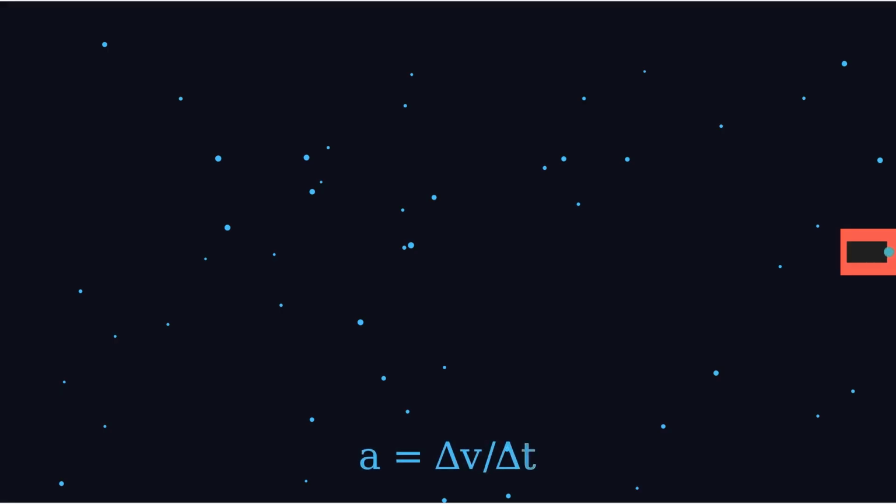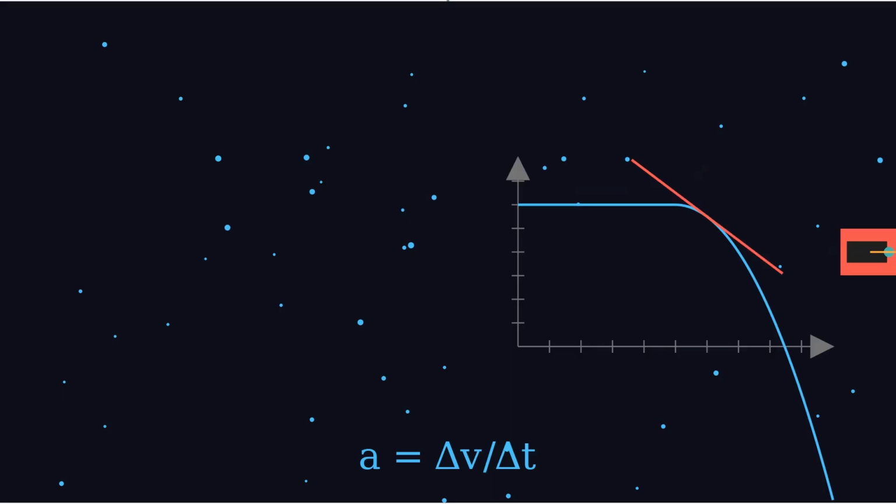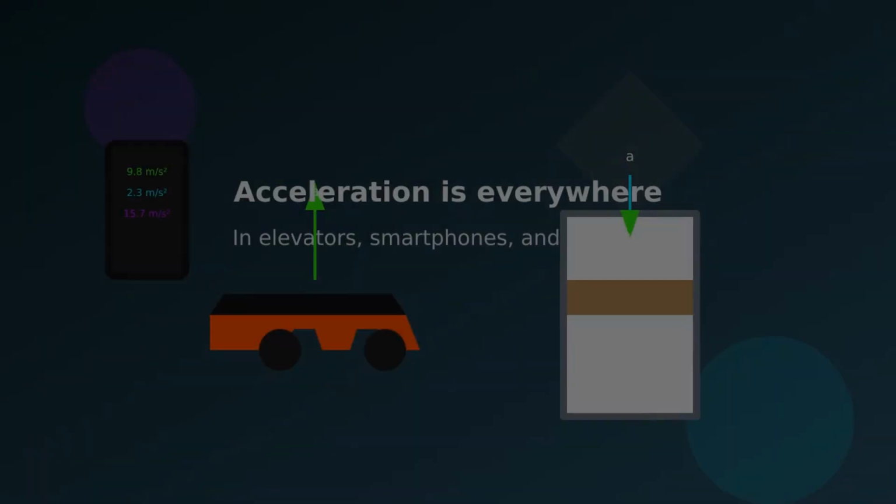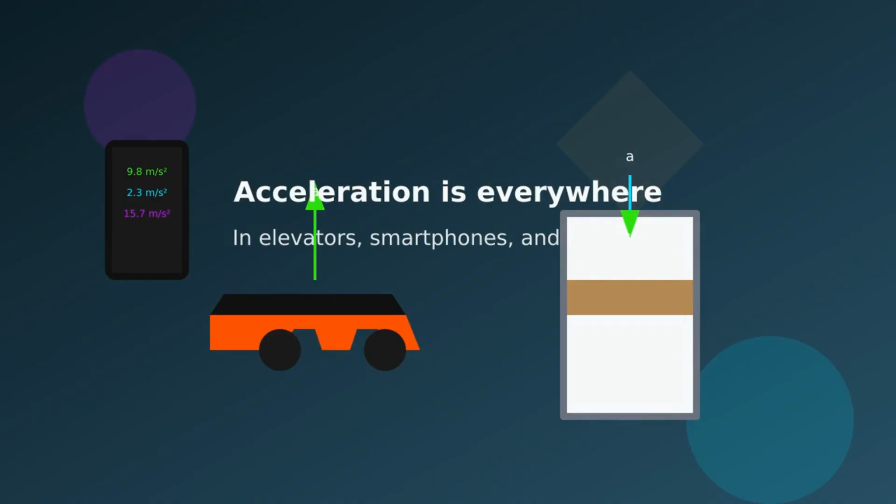In the next video, we'll push further into motion diagrams and kinematic equations, tools that let us predict future motion from present conditions. Because motion is never just about changing position, it's about the dance between velocity, acceleration, and time. And the best part? Acceleration is everywhere around us, in elevators, in smartphones, in race cars. Now, you'll never see those everyday motions the same way.